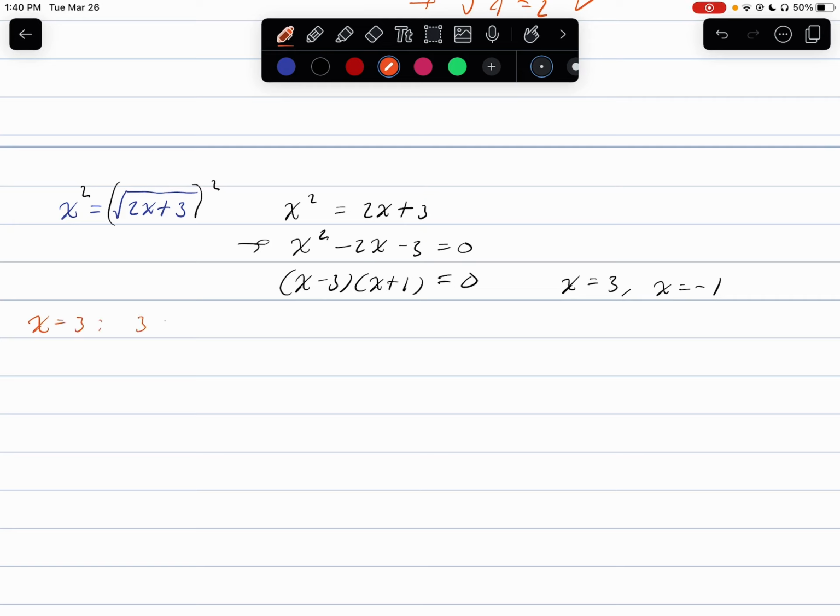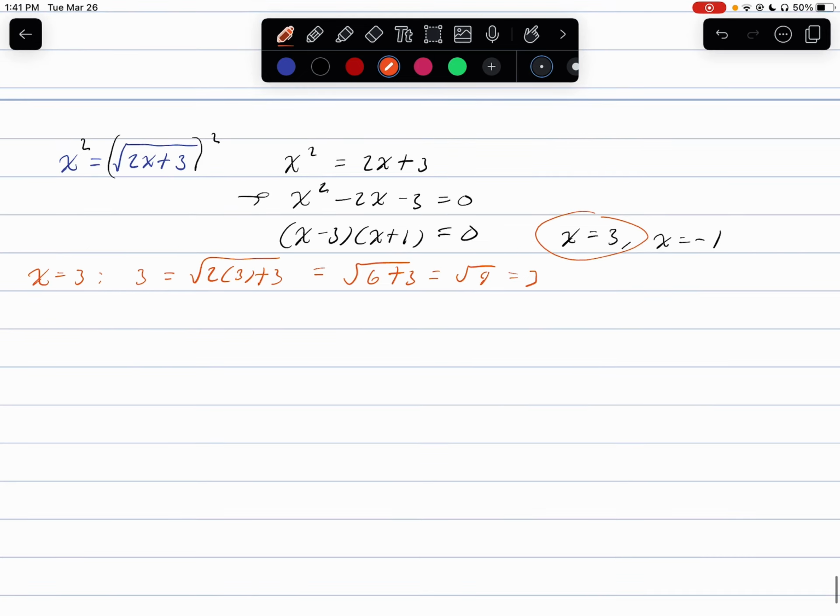So we should have 3 is equal to the square root of 2 times 3 plus 3, which is equal to the square root of 6 plus 3, which is equal to the square root of 9, which is 3. So x equals 3 is a valid solution.